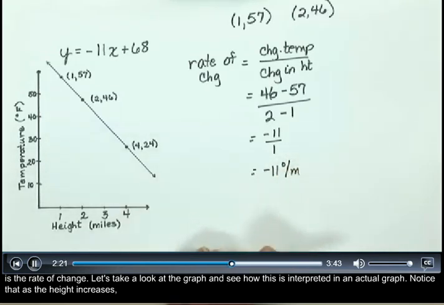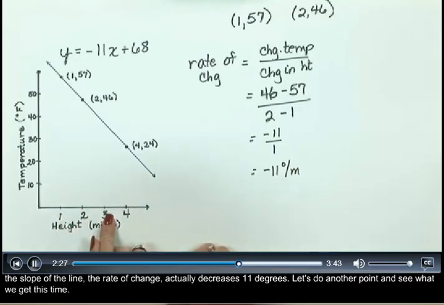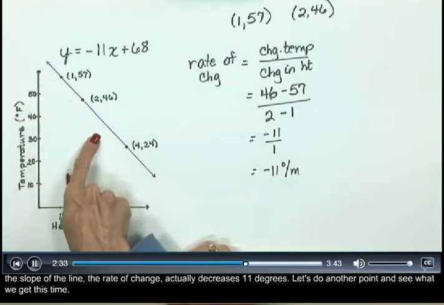Let's take a look at the graph and see how this is interpreted in an actual graph. Notice that as the height increases, the slope of the line, the rate of change, actually decreases 11 degrees. Let's do another point and see what we get this time.